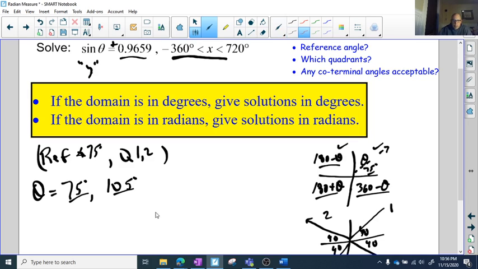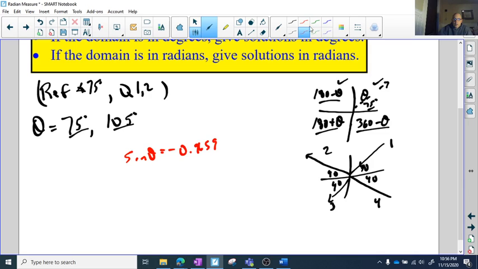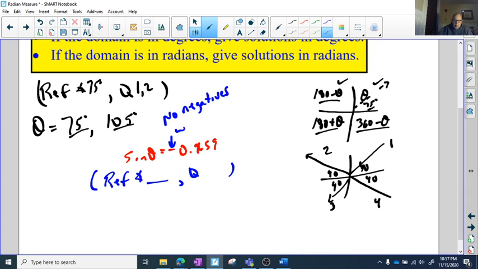Now imagine that this question had said sine theta equals negative 0.9659. Well, let's just look at how it would be done differently. It would start out the exact same way. We would find a reference angle, and we'd find quadrants. Now, this is the most important thing that students need to understand. When you're finding the reference angle, do not input the negative. No negatives when finding your reference angle.